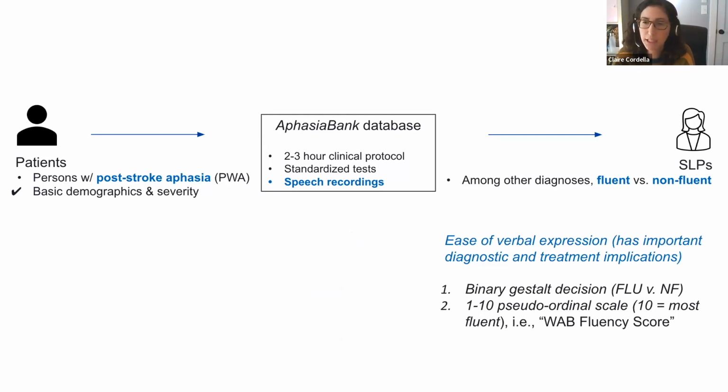The results I'll be presenting today look at fluency in two different ways. They're both classification problems, but two slightly different variations. The first is a binary gestalt decision. This is the SLP seeing the patient at the end of the assessment and saying, I think this person is fluent or non-fluent, using a lot of behind-the-scenes reasoning, but nothing standardized per se. The second way is that within the database, clinicians also use a 1 to 10 pseudo-ordinal scale, where 10 is the most fluent and 1 is the least. This is called the Western Aphasia Battery Fluency Score, or the WAB fluency score. We took that data, binarized it, and used a cut point at 5 that's consistent with the literature. So just two different ways of thinking about binary fluency.